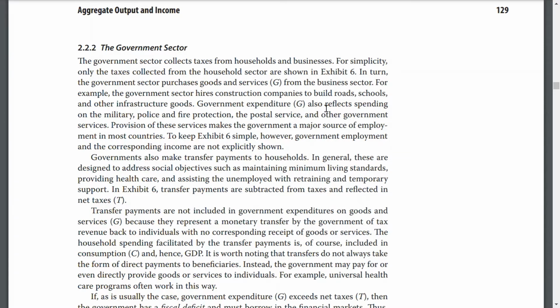In general, these are designed to address social objectives such as maintaining minimum living standards, providing health care, and assisting the unemployed with temporary support, as in Exhibit 6. Transfer payments are subtracted from taxes and reflect a net tax. Transfer payments are not included in government expenditure on goods and services, G.